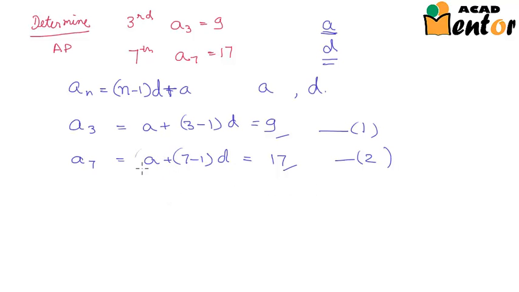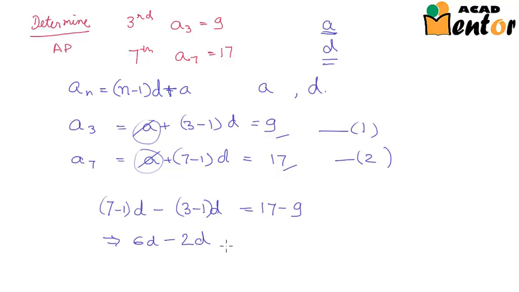Now we see that we can eliminate a from both these equations just by subtracting equation 1 from equation 2. That gives us 7 minus 1 into d minus 3 minus 1 into d is equal to 17 minus 9. You see that when you subtract, a and a get cancelled. This in turn gives us 6d minus 2d is equal to 8, or 4d is 8, and hence d is nothing but 2.